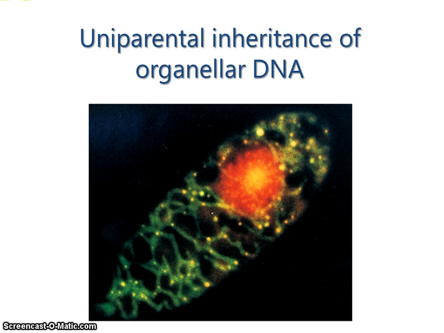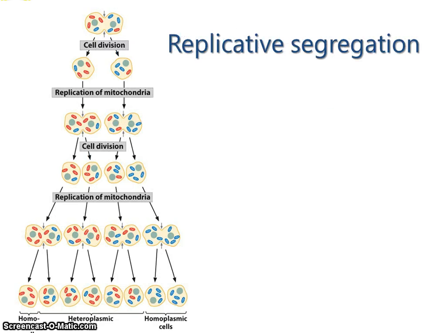These are cells that contain mitochondria or chloroplasts with different mutations and thus genetically different organelles. And this can result in what's called replicative segregation. So here we have a heteroplasmic cell that we start out with.